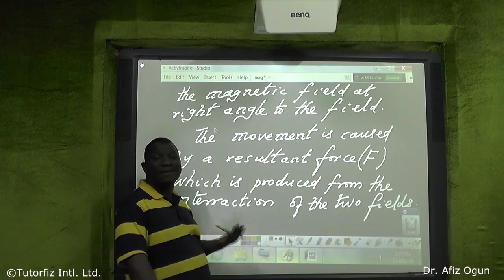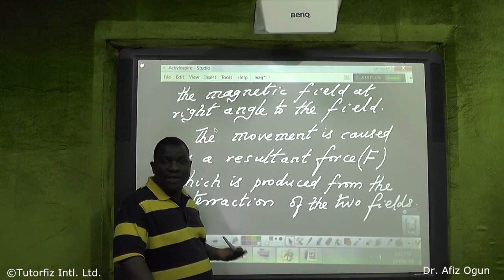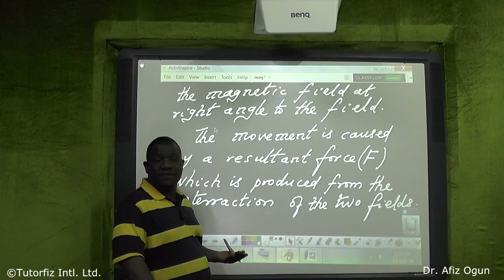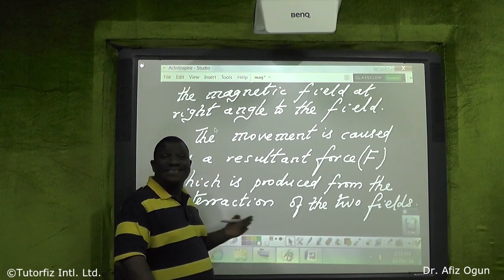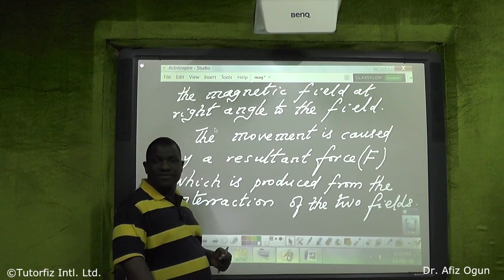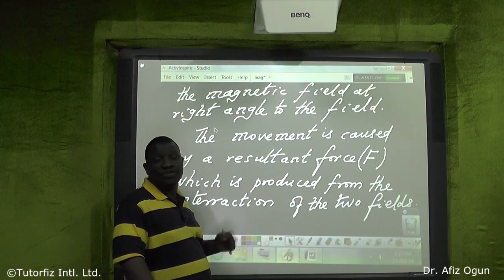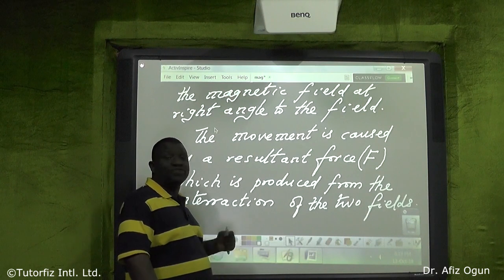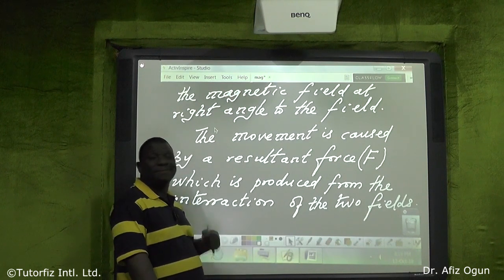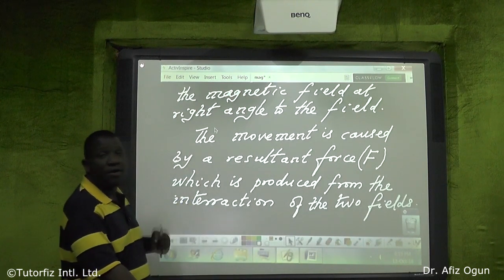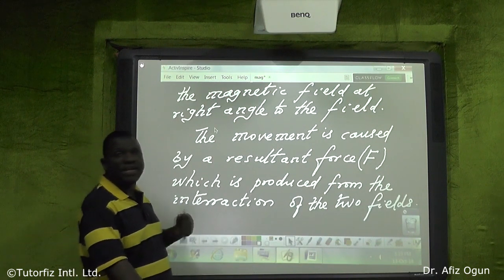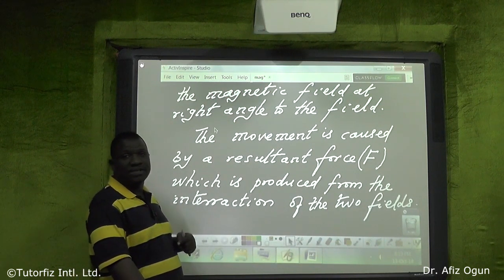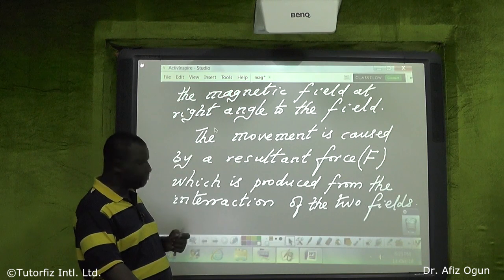You remember the catapult effect. We know that the current carrying conductor has a magnetic field around it, so it is now in another magnetic field, so there will be the interaction of the two magnetic fields, and this produces a resultant force, and this resultant force causes that particular current carrying conductor to move in a particular direction. The same thing with a charged particle.